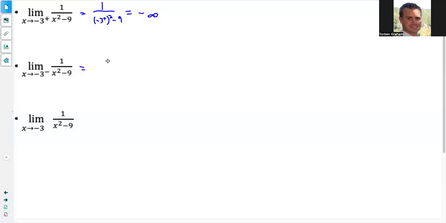Now, if we look at this one, where we have 1 over x squared minus 9, so -3 from the negative side squared minus 9. From the negative side, we'd be at something that's slightly less than -3, which when we square it will give us something larger than 9, which will give us a positive value down here. A very small positive, 1 divided by it will give us positive infinity. So therefore, we can say this one does not exist.